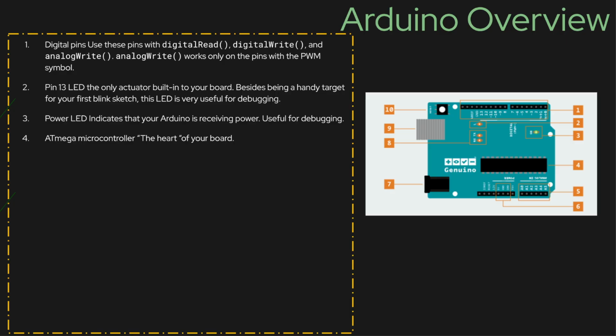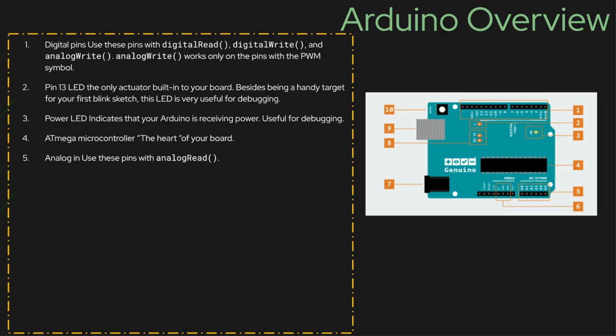And then we have our ATmega microcontroller. Again, that is the heart, the brain of our robot. Our board. It's converting all of the data that we are getting from our digital and analog pins and telling what our outputs need to do.